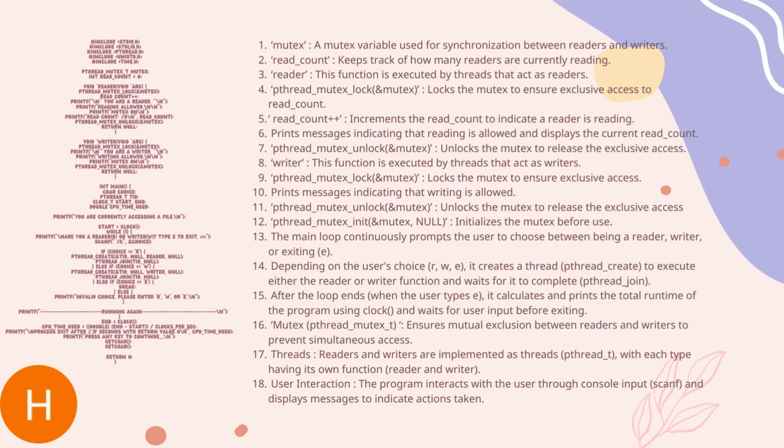The mutex, pthread_mutex_t, ensures mutual exclusion between readers and writers to prevent simultaneous access. Readers and writers are implemented as threads, with each type having its own function. For user interaction, the program interacts with the user through console input and displays messages to indicate actions taken. We move to the next part.